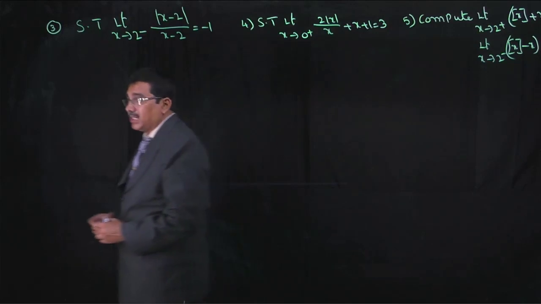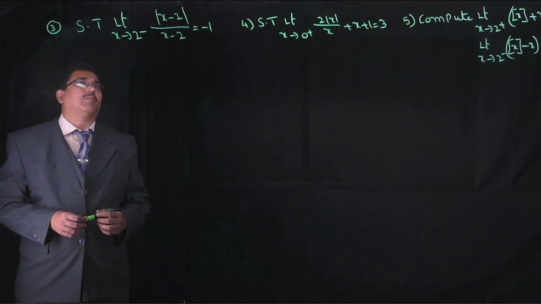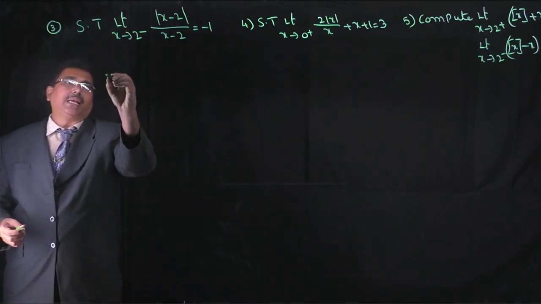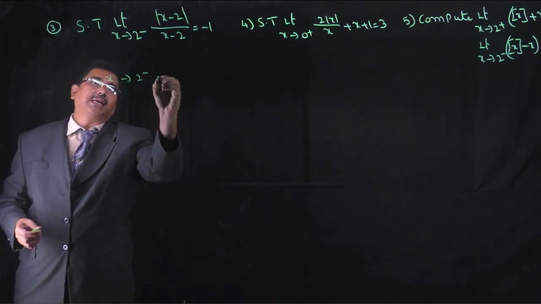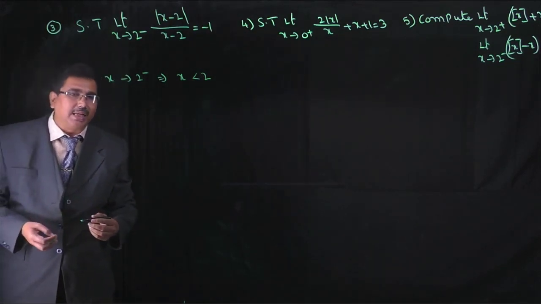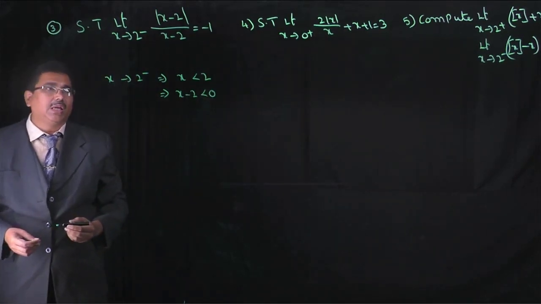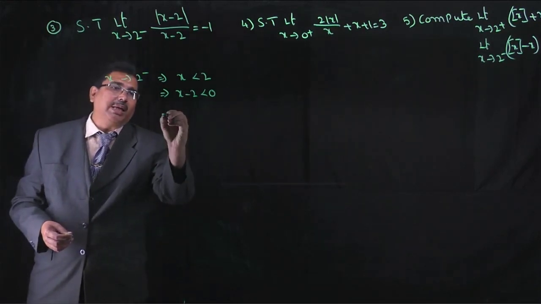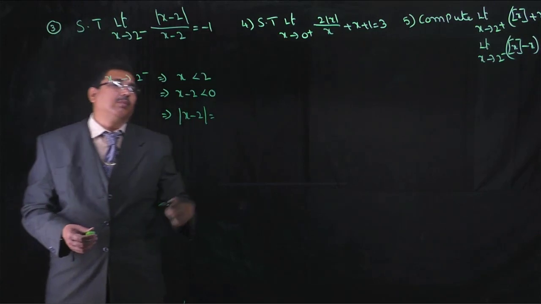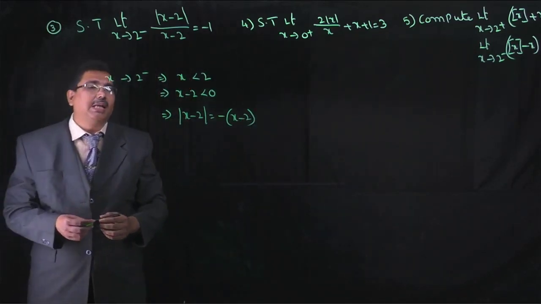Right, now let us see the next problem, question number 3. Show that limit x tending to 2 minus of modulus of x minus 2 divided by x minus 2 is equal to minus 1. Here x tending to 2 minus implies x is less than 2. That implies x minus 2 is less than 0. If x minus 2 is less than 0, then by the definition of modulus, modulus of x minus 2 is equal to minus of x minus 2, since x minus 2 is less than 0.